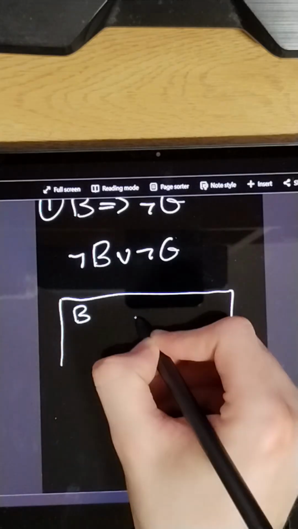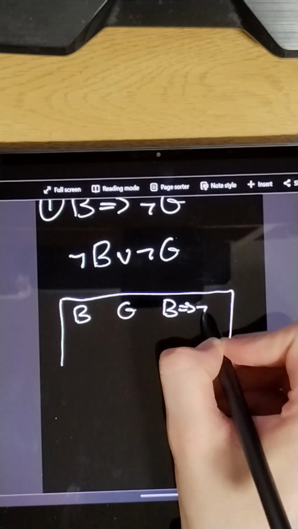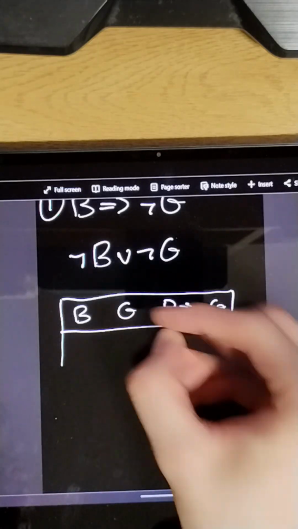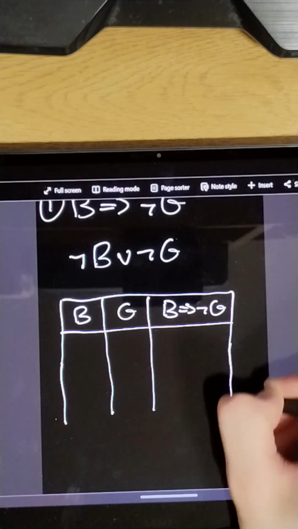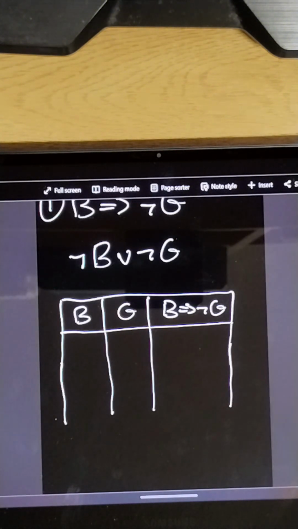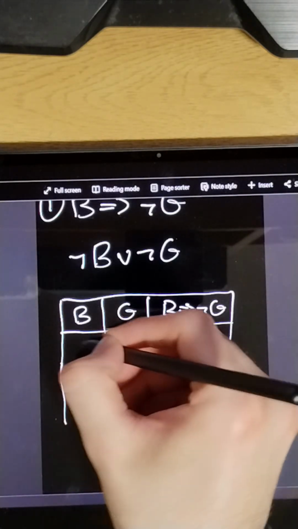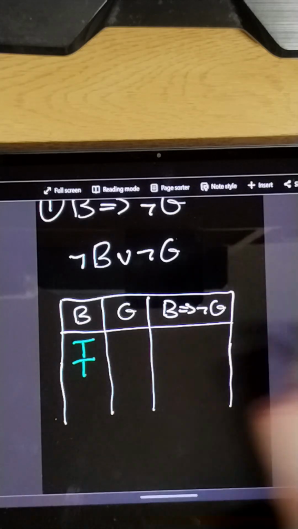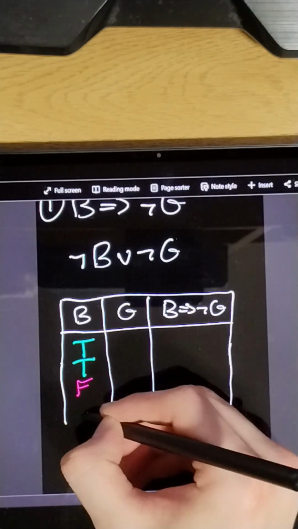So we'll have a bacon category, a games category, and a bacon implying not games. Now, bacon can take on two states. It can take on true, or it can take on false. You can have unlimited bacon, or you can have no bacon. So we'll write it as such.